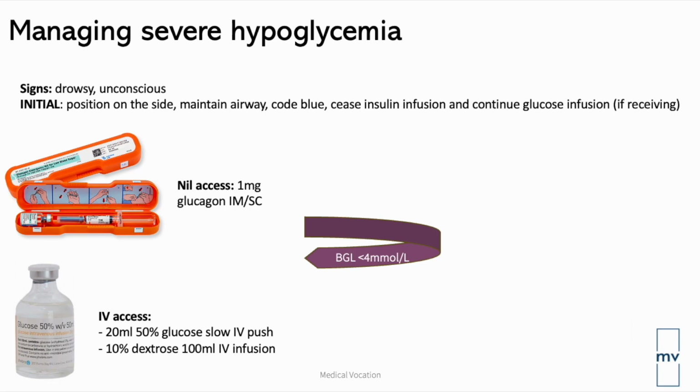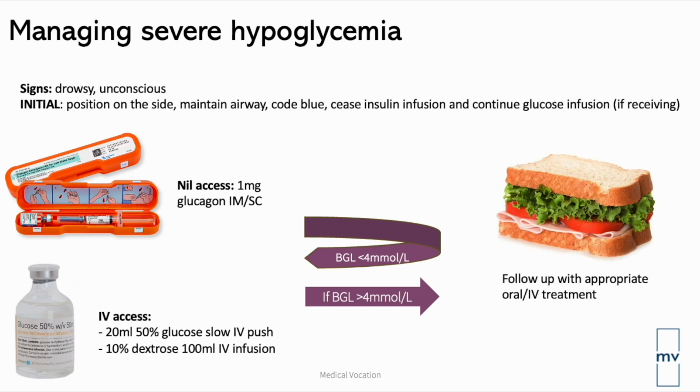Again, we would recheck their blood glucose level, and if it's still under 4, we would repeat the same approach. If it is over 4 and their blood glucose has normalized, then it's time that we follow up with appropriate oral and IV treatment. So especially for patients who are treated with glucagon in the initial stage, it's important that we actually keep treating them, and that's through either a carbohydrate load orally or through IV treatment. So they can't just receive glucagon alone.